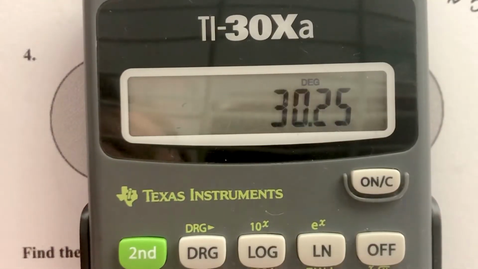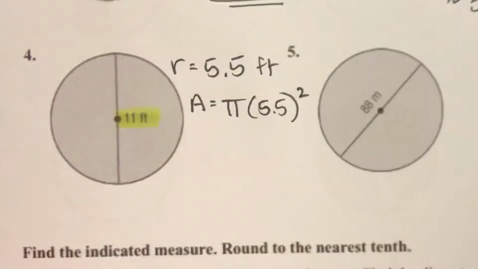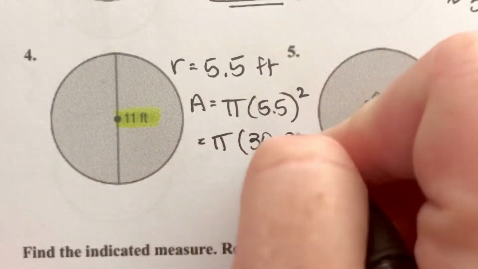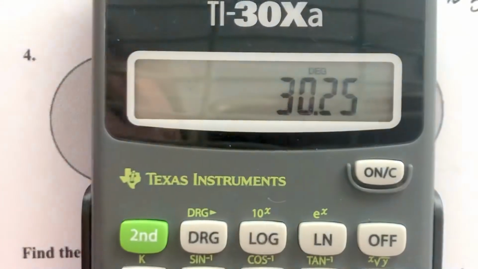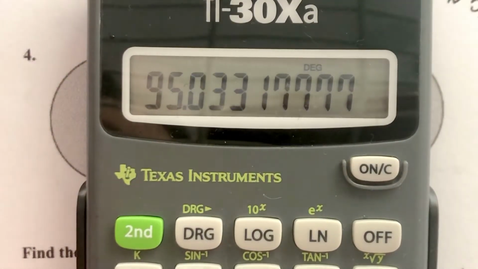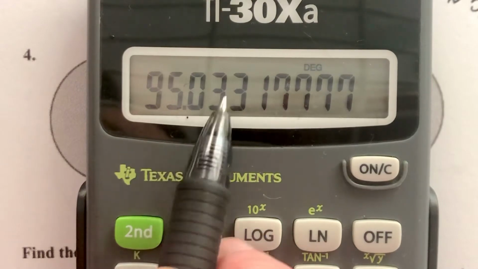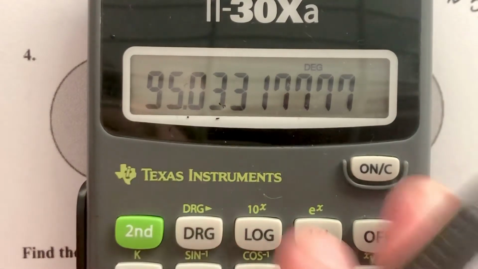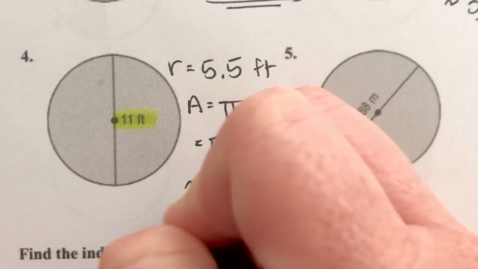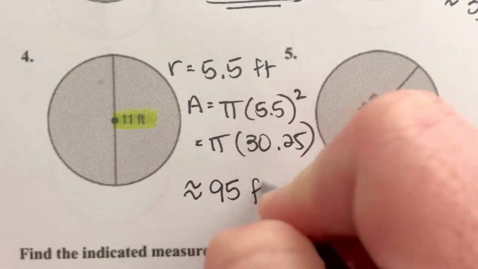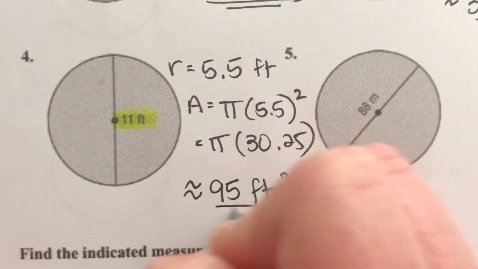5.5 squared is 30.25. So pi times 30.25, and then I multiply those together. So I'm going to hit times pi equals 95.03. This 3 is not going to round the 0 up to a 1, so we're just going to round it to 95. So it's not quite 95, but it's about 95 square feet.